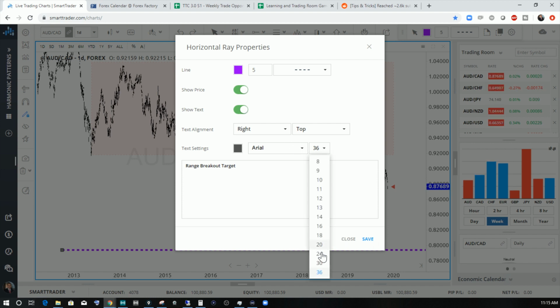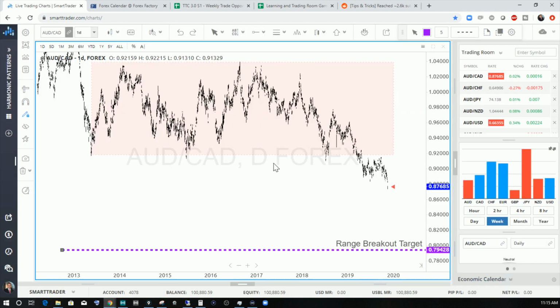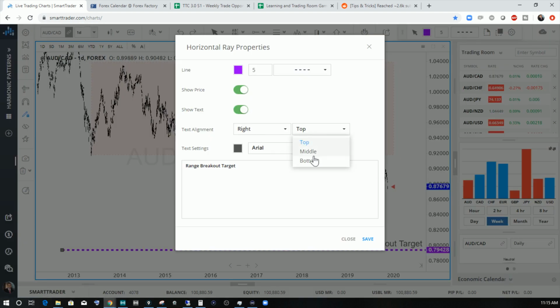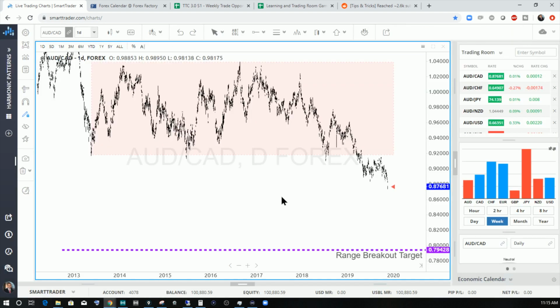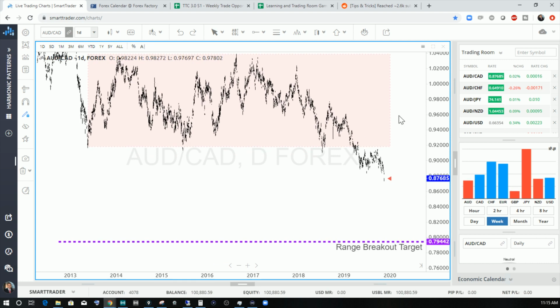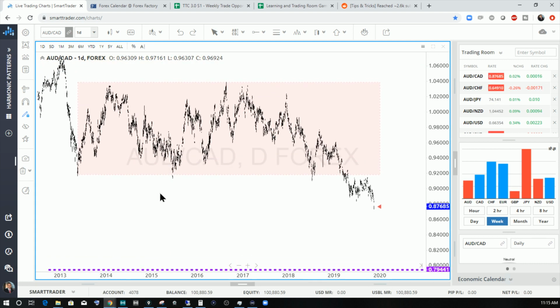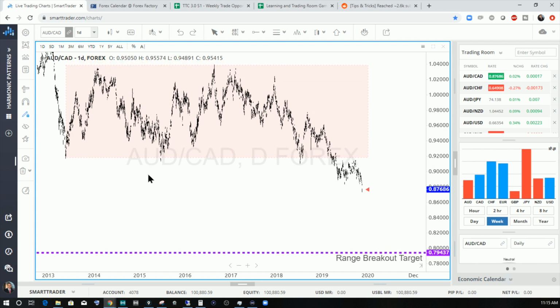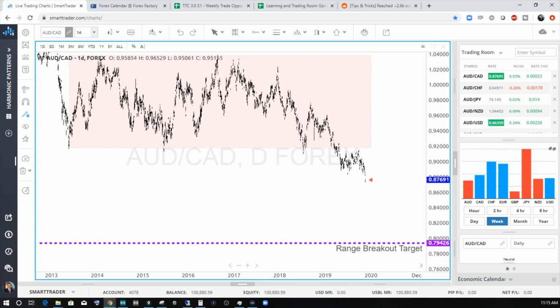Let's drop that down to 24. There we go. So we know where the range breakout target is going to be here. In fact, let me drop that to the bottom. There we go. So now we know where the range breakout target is, so we can expect EURCAD to continue the sell-off towards this level right here.